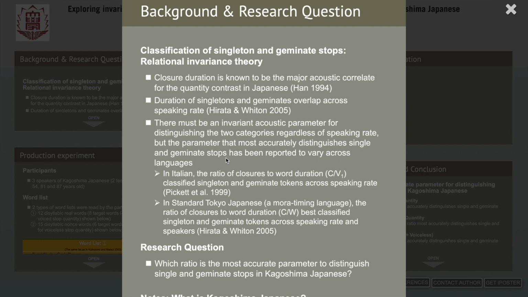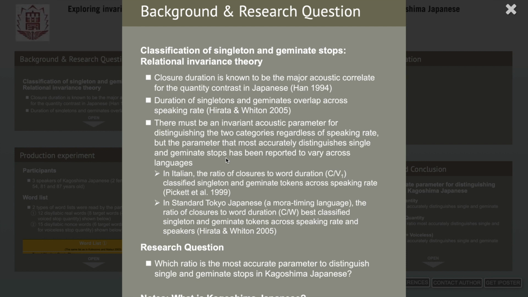Relational invariance theory assumes that there must be an invariant acoustic parameter for distinguishing the two categories regardless of speaking rate, as we can easily classify a consonant into either singleton or geminate, even when speaking rate changes. Previous studies have proposed and tested several acoustic parameters for accurate distinction between single and geminate consonants. And it's been reported that the best parameter varies by languages.